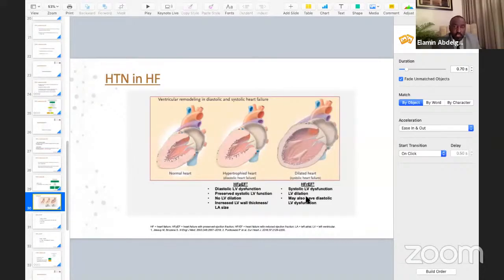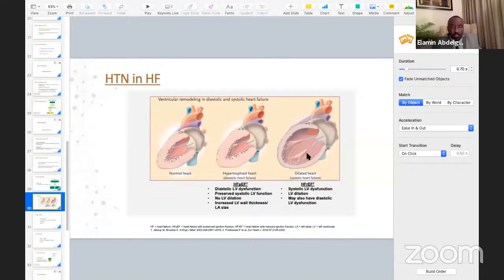While in the systolic dysfunction, heart failure with reduced ejection fraction, we tend to get thinning of the cardiac myocytes or the cardiac wall, and enlargement of the left ventricular cavity and enlargement of the left atrial cavity. So in general terms, this is mainly systolic dysfunction and this is mainly diastolic dysfunction.